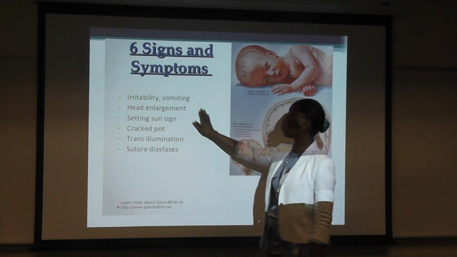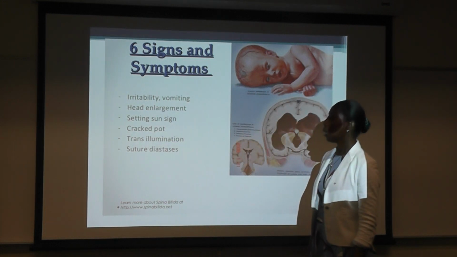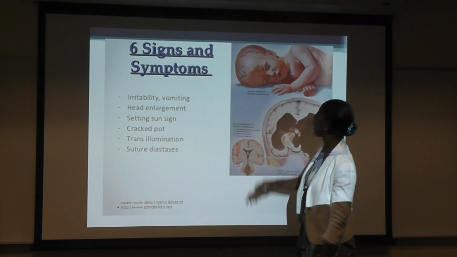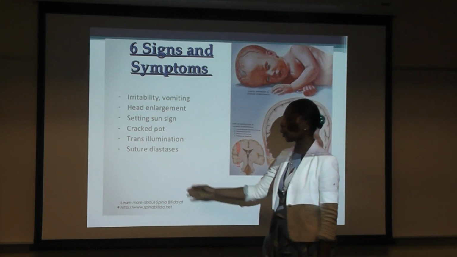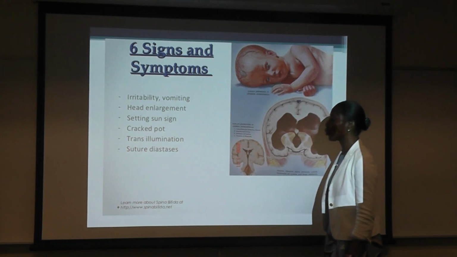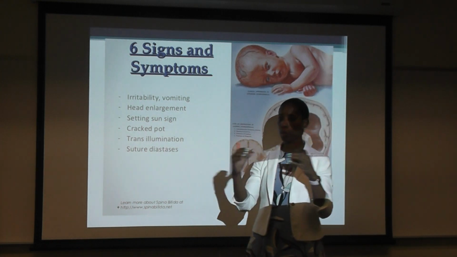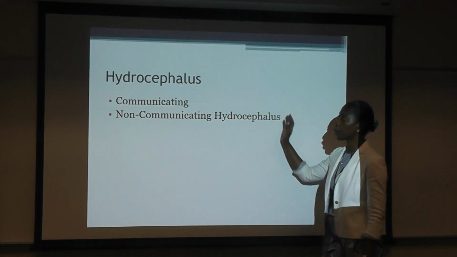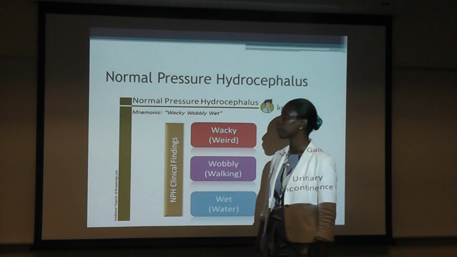Signs and symptoms: irritability and head enlargement in kids. You'll see cracked spots in the head, which you can see here. This indicates increased pressure. Transient illumination, where you see a light shine through the head, especially for kids. Sutural diastasis, where the sutures don't come together well, can also be indicative of it. We just explained what communicating versus non-communicating hydrocephalus is.